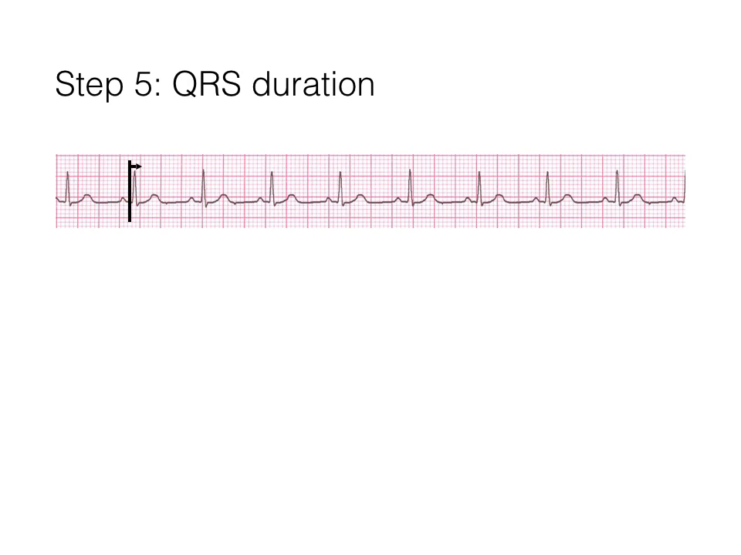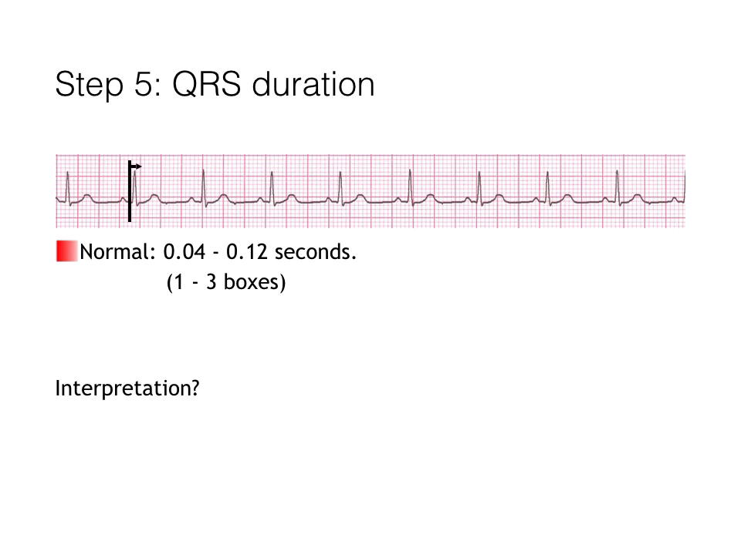Now the QRS duration. Normal QRS duration is 0.04 to 0.12 seconds, meaning 1 to 3 small boxes. Interpretation: 0.08 seconds here. We will summarize the rhythm here.